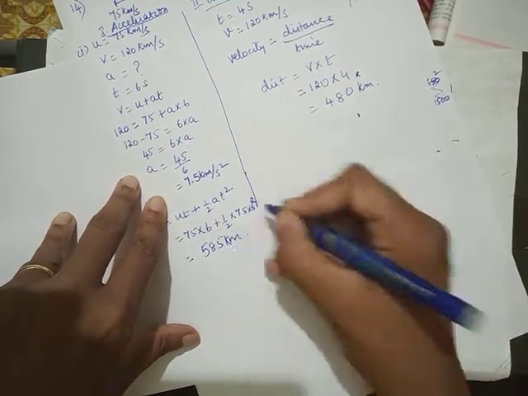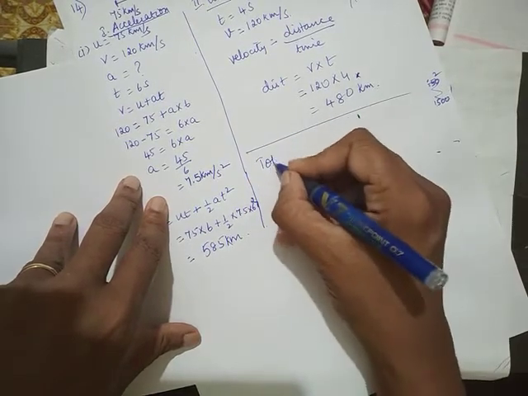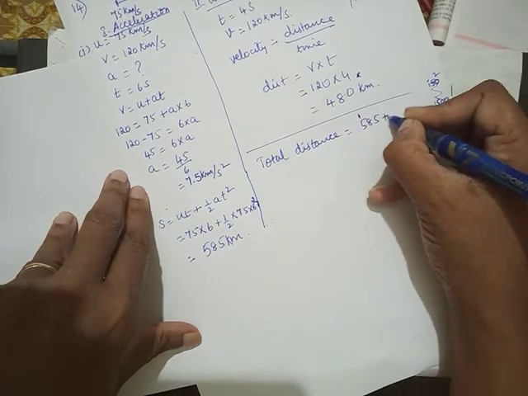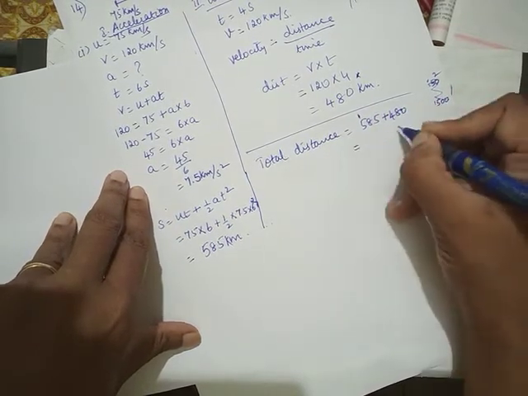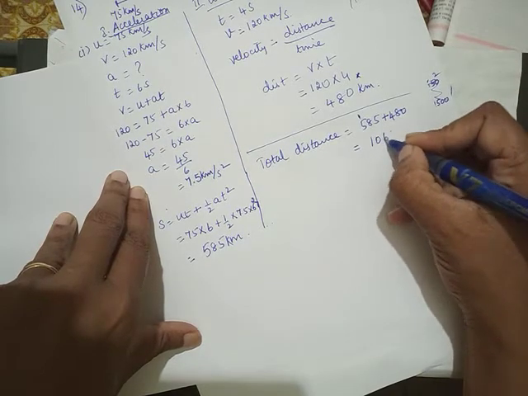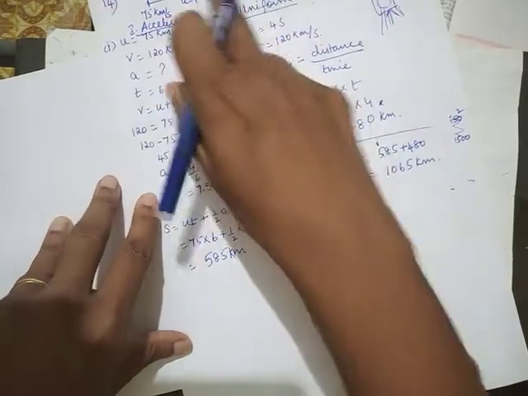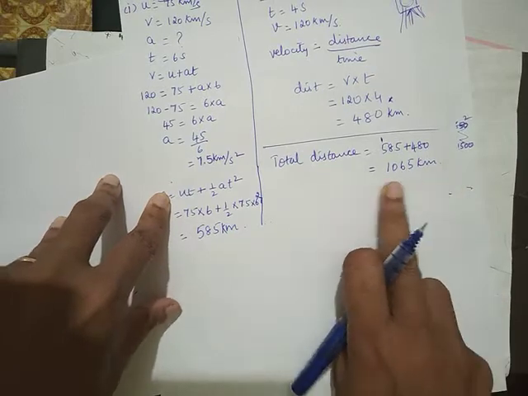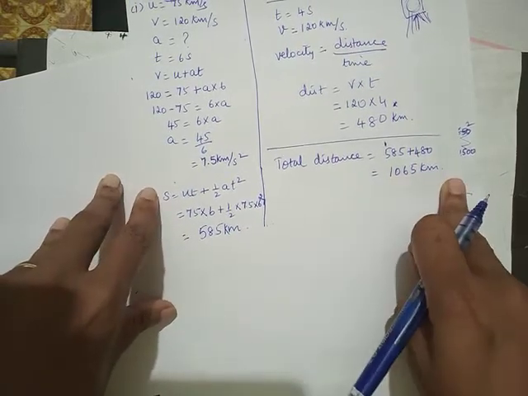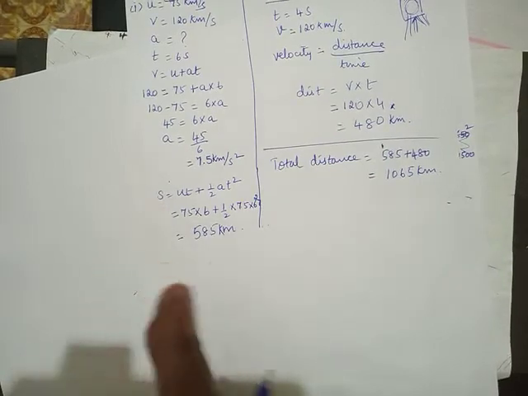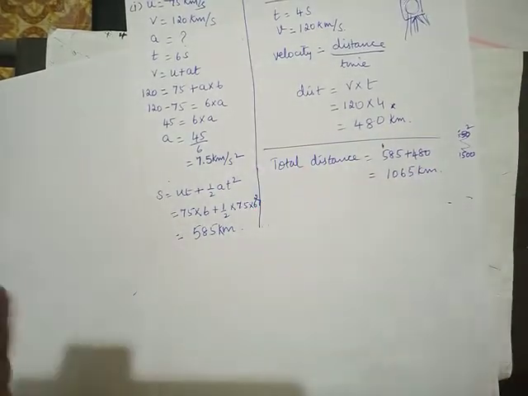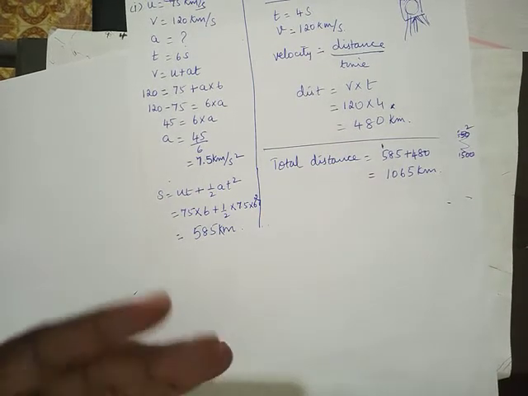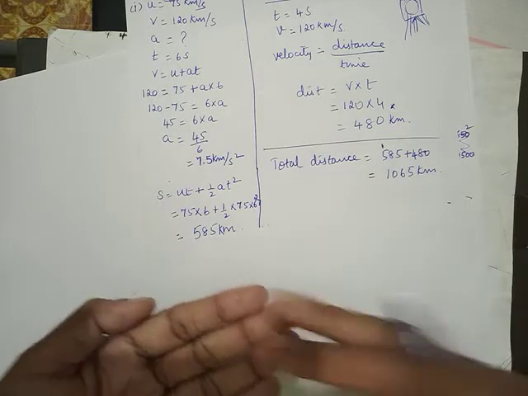So what is the total distance? Total distance will be 585 plus 480, that will be 1065 kilometer. In 10 seconds, it will travel 1065 kilometer. You can just imagine at what speed it is going. Is it clear, children? So these three are a little different, in which 2-3 types of motions are combined in the same numerical. If you don't understand anything, please pause it, hear it again, then you will understand.